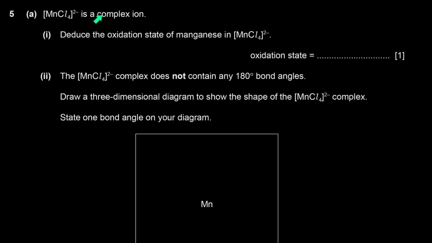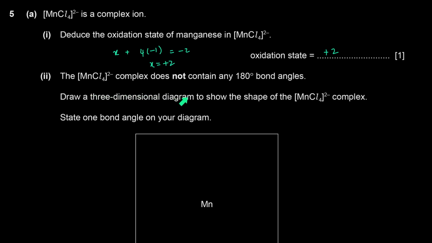Manganese chloride is a complex ion. Deduce the oxidation state of manganese in this complex ion. Now we know that the chloride has an oxidation state of -1, and we have 4 chloride ions, right? Manganese, we don't know, that's X. And the overall oxidation state is just the overall charge, that's -2. So X over here is equal to +2. So that's the oxidation state of manganese. So here we have manganese 2 chloride.